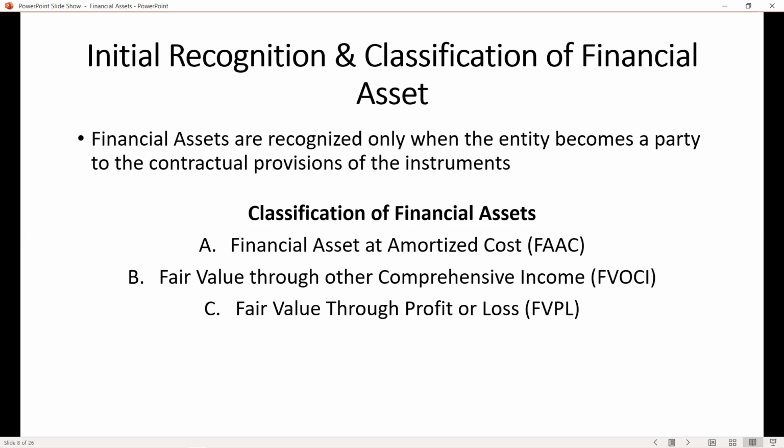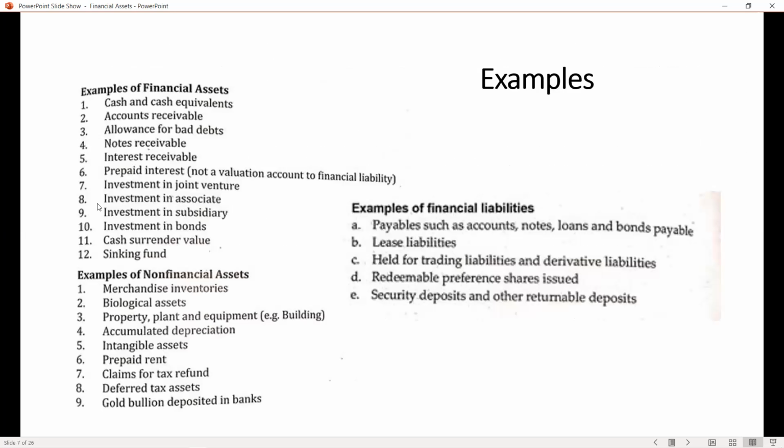So what are the classifications of financial assets? Financial assets are classified or measured at financial asset at amortized cost, fair value through other comprehensive income or FVOCI, and fair value through profit or loss or FVPL. There are also financial assets that are not measured based on these three classifications. Let's say, for example, the investment in associate and investment in joint venture. They have other classifications and other measurement, but they are still under financial asset.